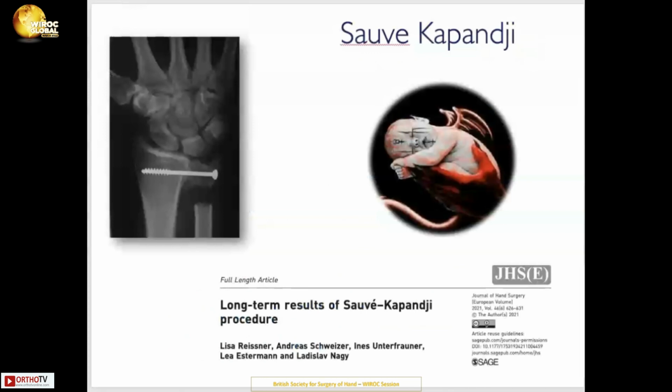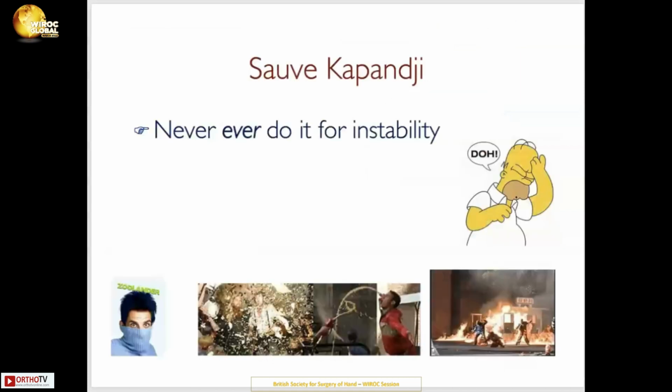And here's a very recent paper, 2021, again pointing out that the Sauvé-Kapandji is not a reliable procedure for a substantial proportion of people. Do it at your peril. And never ever do it for instability. If you have arthritis or pain secondary to instability, and you do a Sauvé-Kapandji, well, you really will have an unstable forearm. It's a really stupid thing to do. Those scenes at the bottom, by the way, are from Zoolander, the petrol station scene, extremely funny, and shows what happens if you do extremely stupid things.